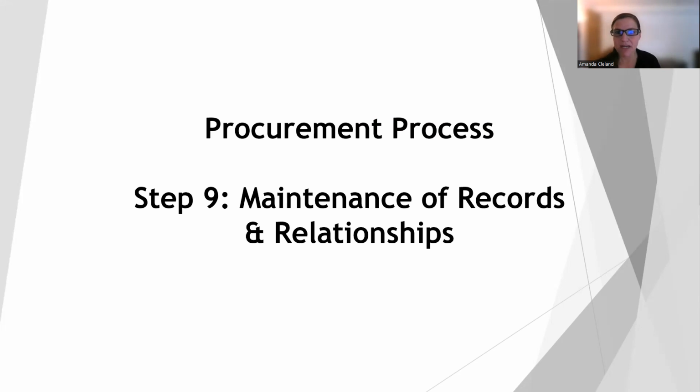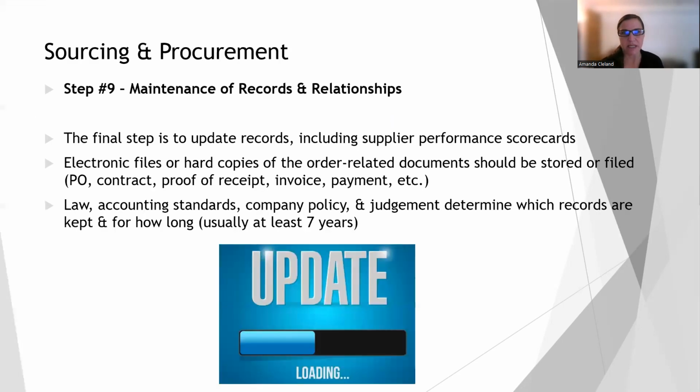And step 9, maintenance of records and relationships. The final step of our procurement process is to update our records, and that includes our supplier performance scorecards. How well are they doing? How well are they delivering the products and services that we've asked for? How well are they meeting all of those key performance indicators in their contracts?